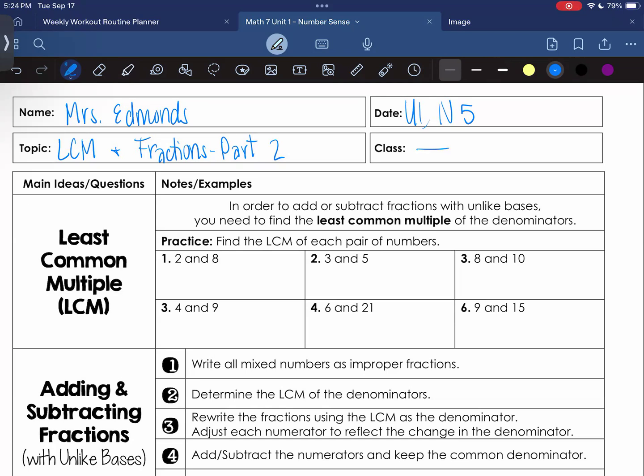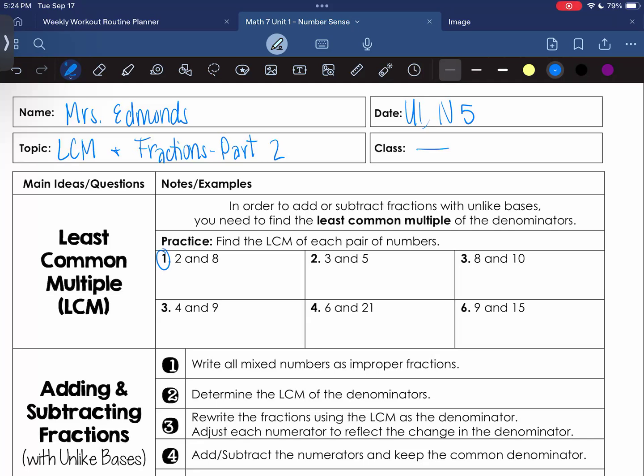All right, LCM stands for least common multiple. So in order to add or subtract fractions with unlike bases, so denominators that are not the same, you need to find the least common multiple of the denominators. So let's just warm up real quick by finding the LCM of a few of these. Let's go ahead and do number 1 together.